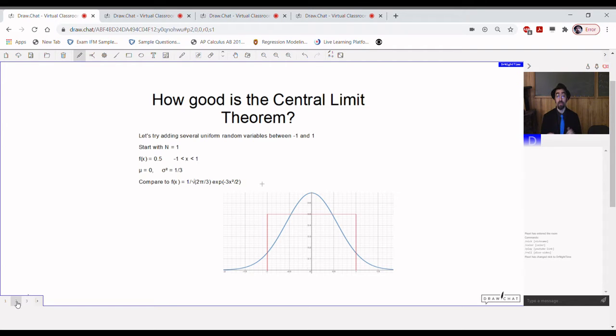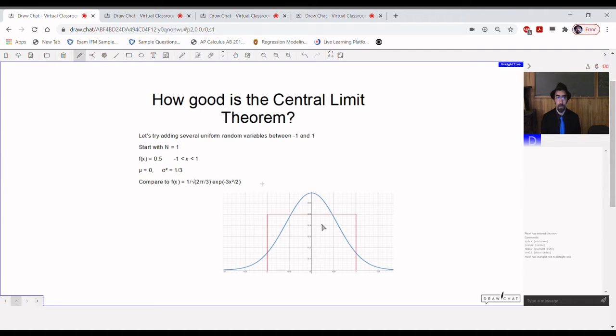So we're starting with n equals 1. One of these random variables. Clearly, 1 is not enough. We've got the uniform distribution, it's that red box. We've got the Gaussian distribution, it's this blue curve. They don't look the same. Just looking at the mean and standard deviation, obviously mean is going to be 0, variance is going to be 1/3. Just trust me on that.